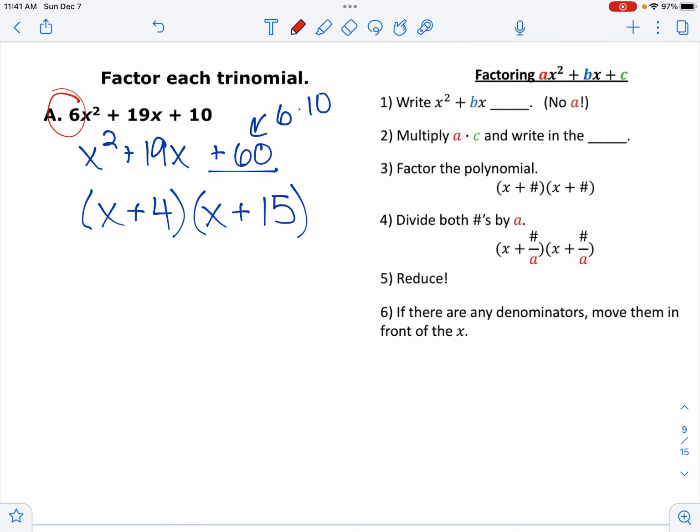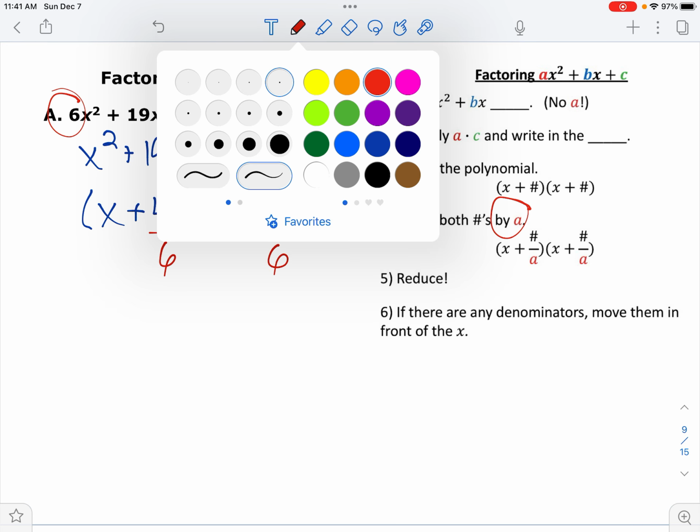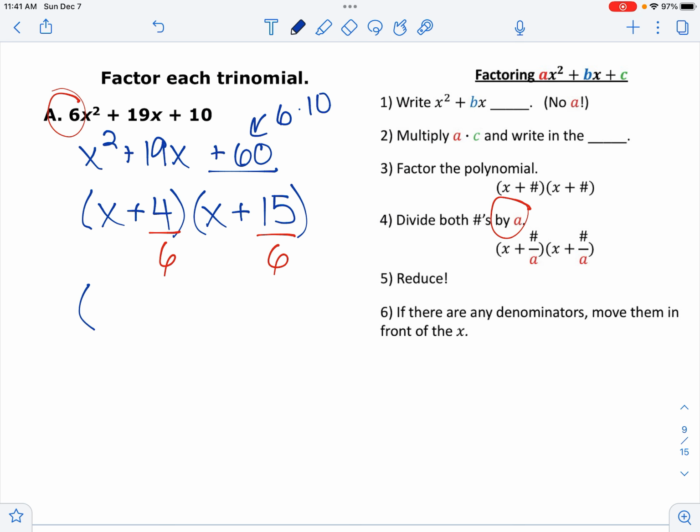I got to take this 6 here, and it says to divide both of those by a. So I'm going to put this 6 underneath here and here. I'm going to reduce. Again, use your graphing calculator if you're not great at reducing, but we want to reduce those two fractions. If I reduce 4/6, I get 2/3. If I reduce 15/6, I get 5/2.